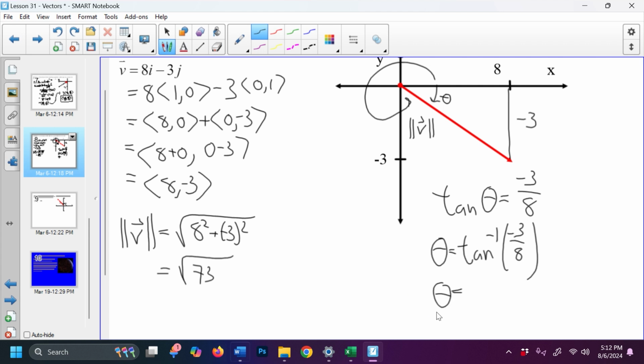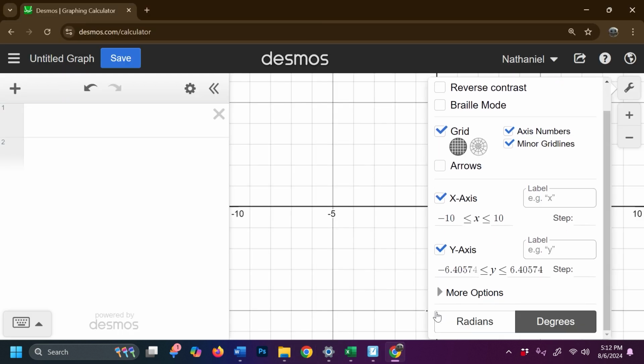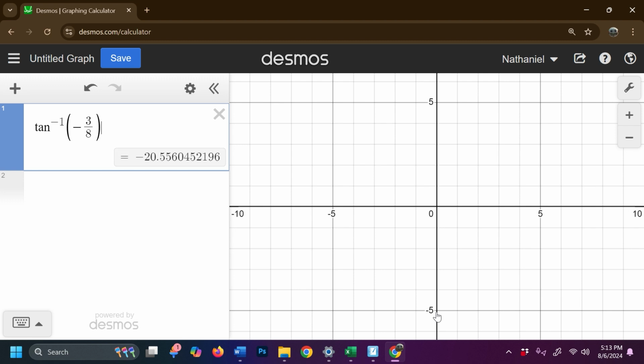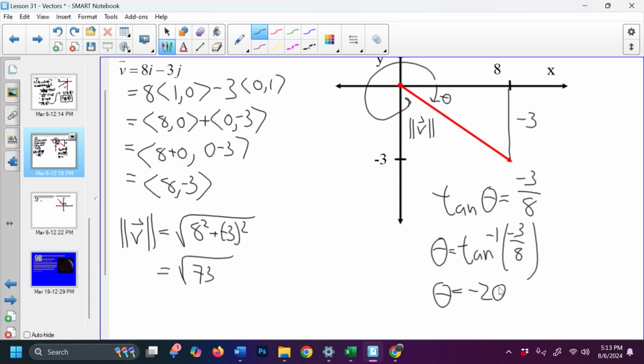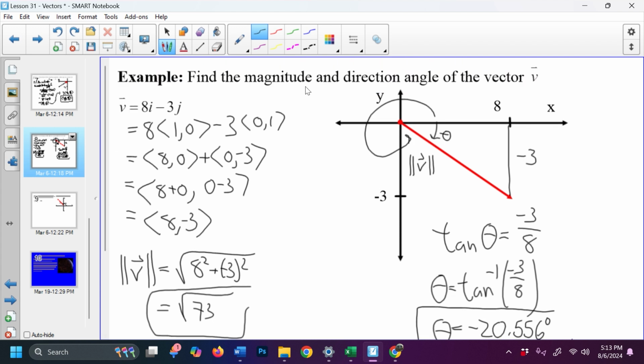And since we've got theta there, let's go back to Desmos and check to make sure you are in degree mode, and then we'll just type it in, arctangent of negative 3 over 8. That gives me negative 20.556 degrees. I'll put a box around that, and we have found the magnitude and the direction angle of vector v.